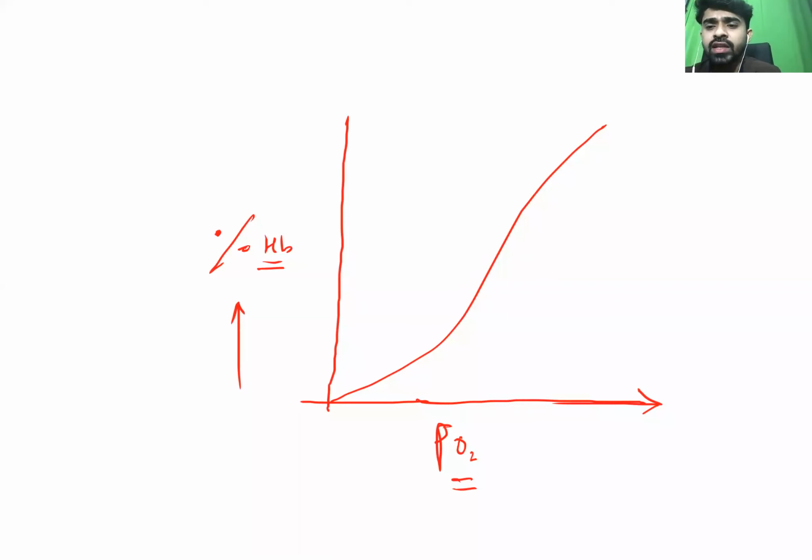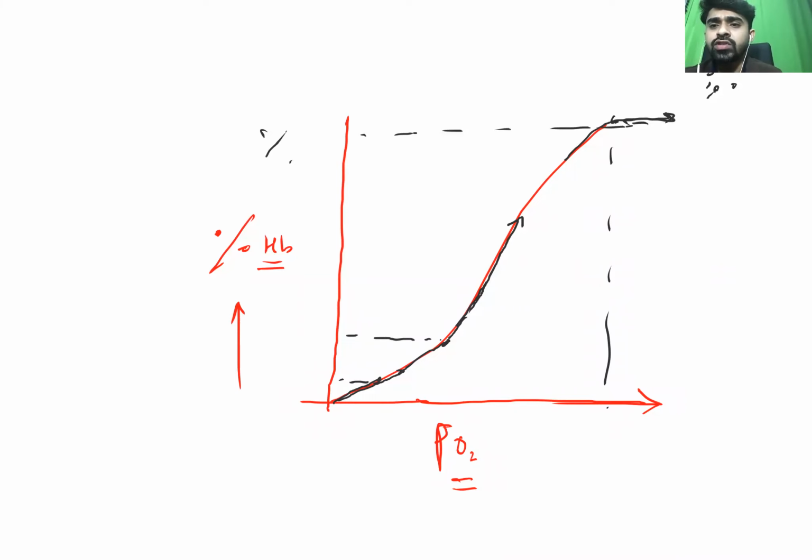In this curve, initially, as you increase the PO2 on the x-axis, you get more saturation of the hemoglobin on the y-axis, and then at some point the rate becomes very high. But at some point, when all the hemoglobin is bound with oxygen, even after increasing the oxygen you cannot increase the saturation. This is called 100% saturation. If this is 100% saturation and this is 0% saturation, obviously in the middle you will get 50% saturation. Yes or no, beta?